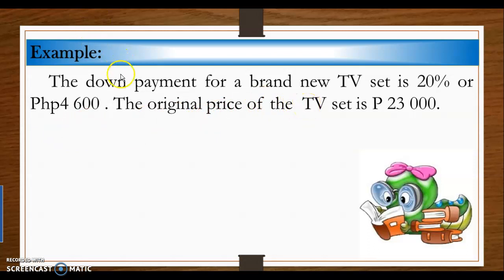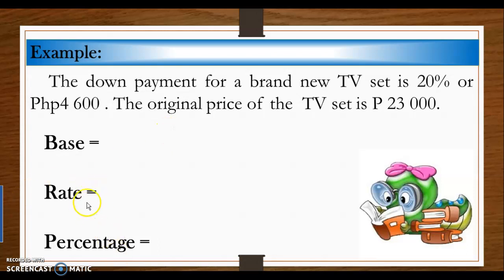So, ano ba yung down payment? Paunang bayad. Hindi ka pa magbabayad ng buo. Paunang bayad pa lang siya. Original price, yung total price, yung original na presyo, yan yung talagang kabuang presyo. Okay? So, base, rate, percentage.